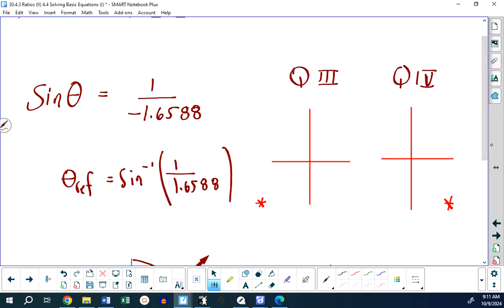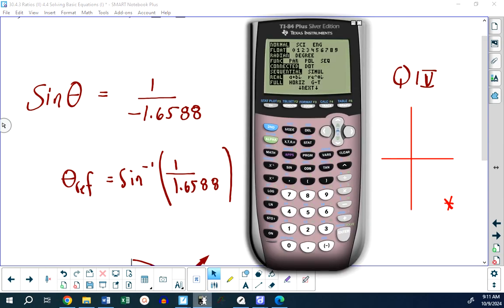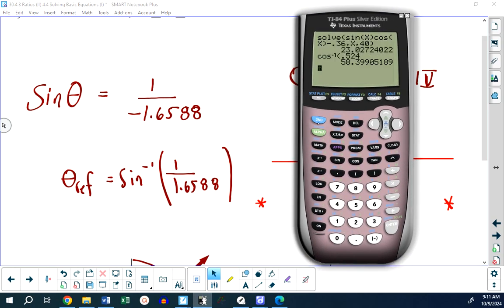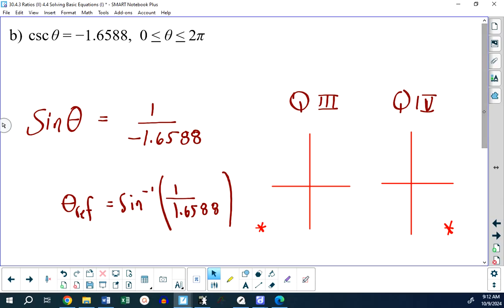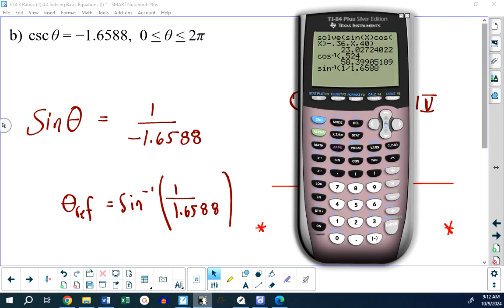So what do we get for a reference angle? I guess I've got this laid out from last semester. I go inverse sine of 1 divided by 1.6588. Make sure that's right. And I get this. And here's where things get peculiar in your brain.